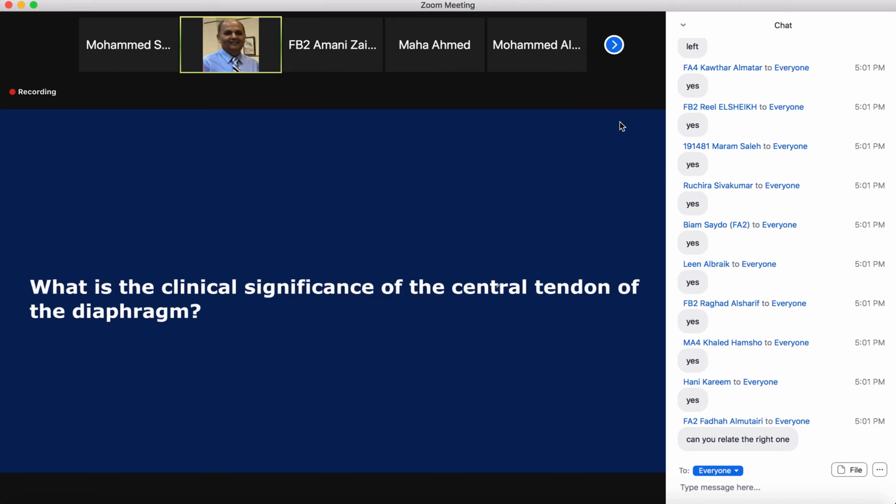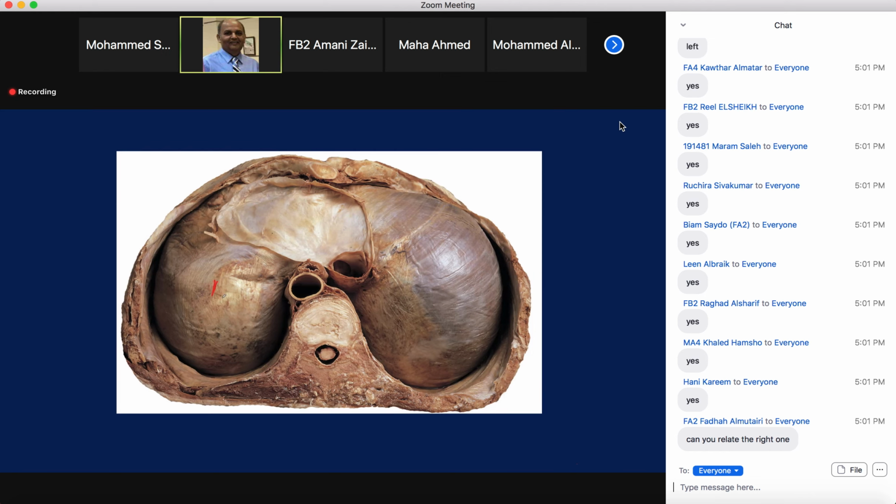What is the clinical significance of the central tendon of the diaphragm? It's an interesting question. Guys, we should identify which is the central tendon. This one or this one or this one. I'm putting A here, B here, C here. Now tell me, which one is the central tendon? B. Mashallah, you guys are good.